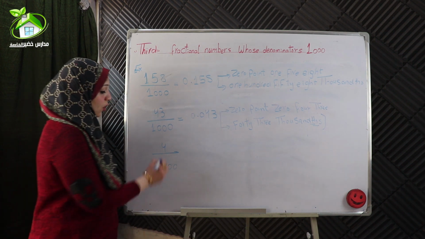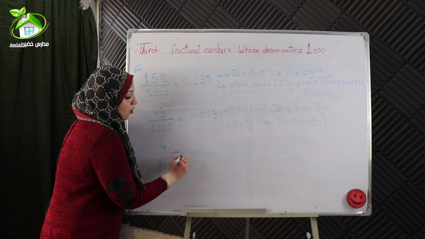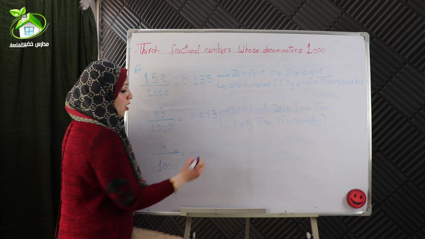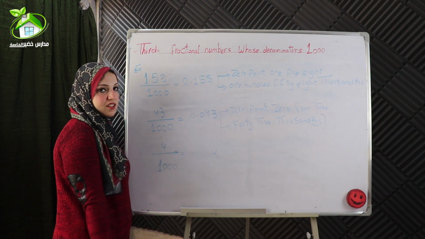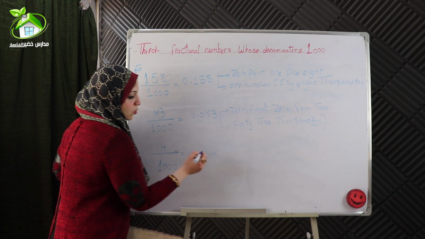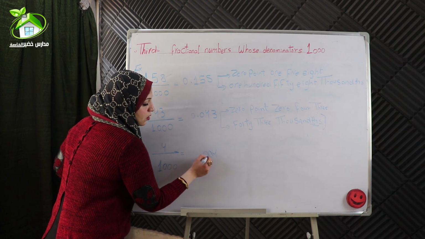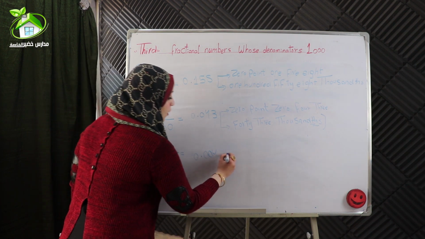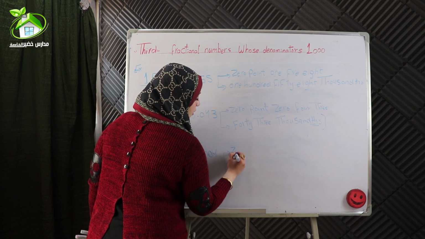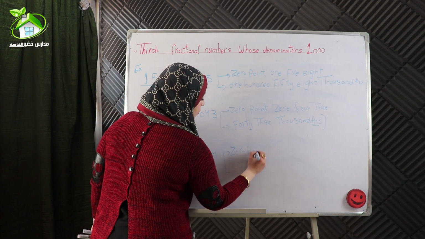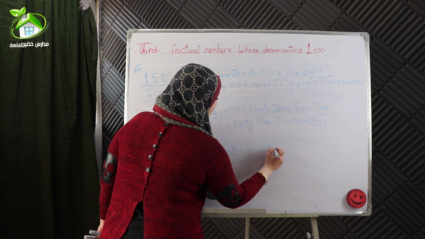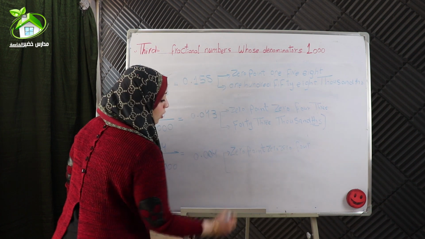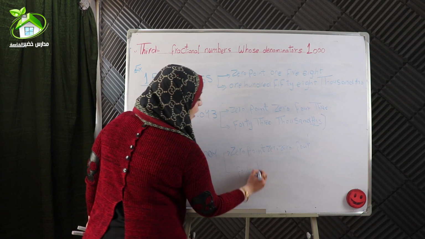The last one, 4 over 1000. How can I convert this fraction into a decimal number? By putting a point after 3 numbers from the right. 4, the first number. I haven't any numbers, so I can put 2 zeros for the second number and the third number, and I put the point. How can I read this number? By 2 methods. The first one, 0.004. The second one, 4 thousandths.